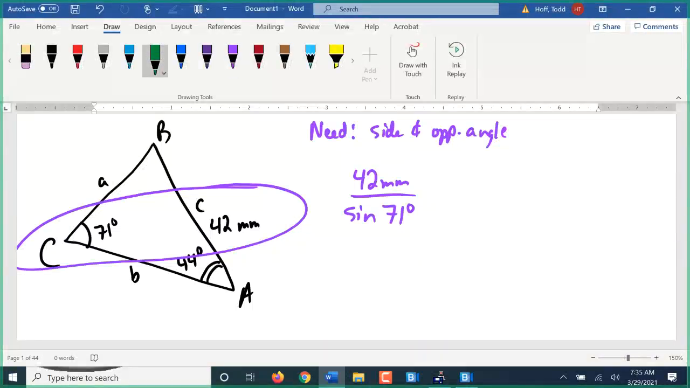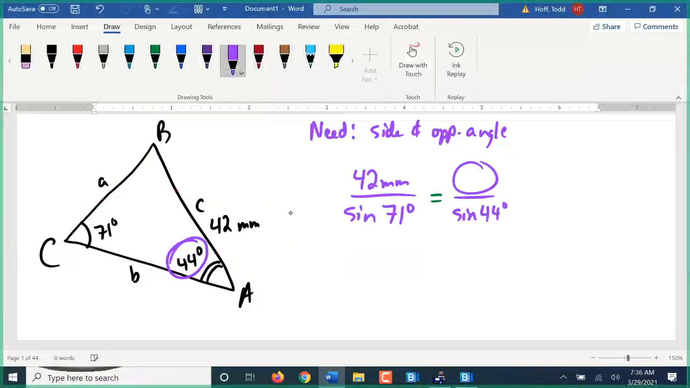For the rest of that proportion, there's only one other piece of information I have here, and that's the 44 degree angle down here. That has to go on bottom because that has to go with my other angle, the 71 degrees. Sine of 44 degrees. Which side has to go above the 44 degrees here? Side little a goes above that. That is the opposite side. So now we can cross multiply and divide.